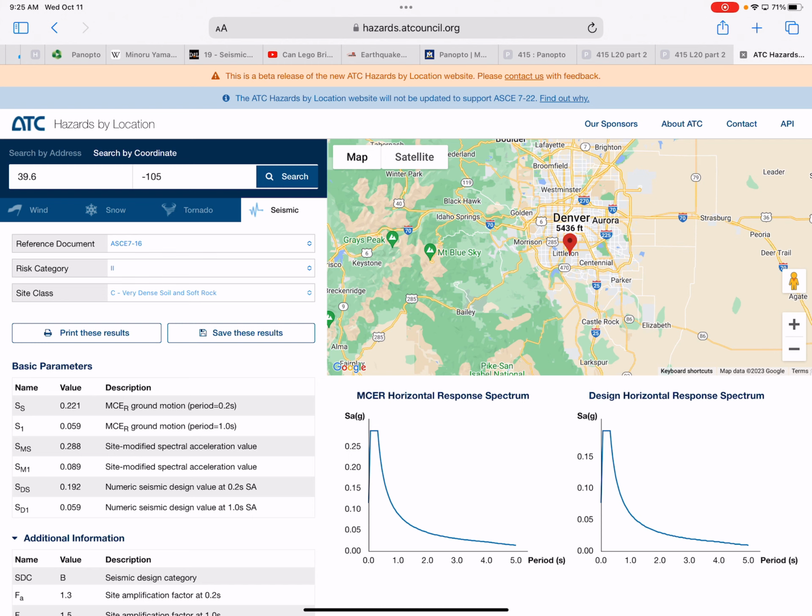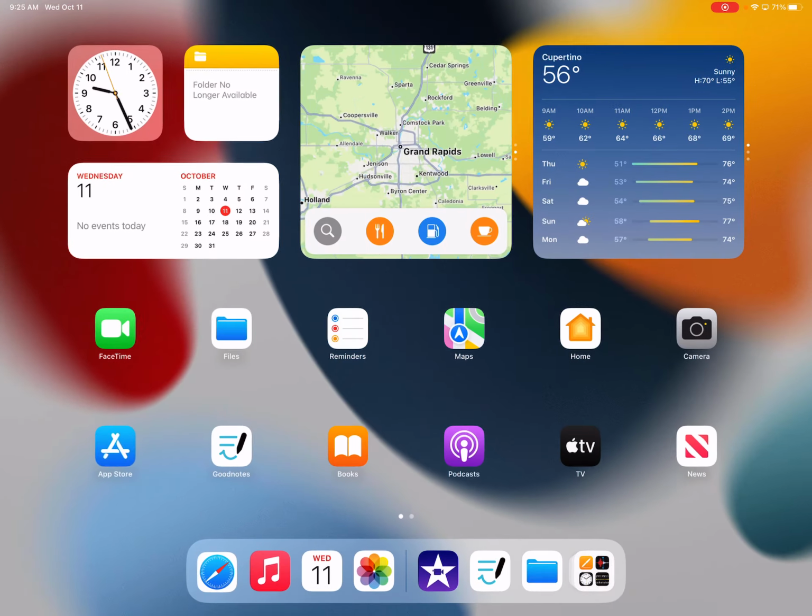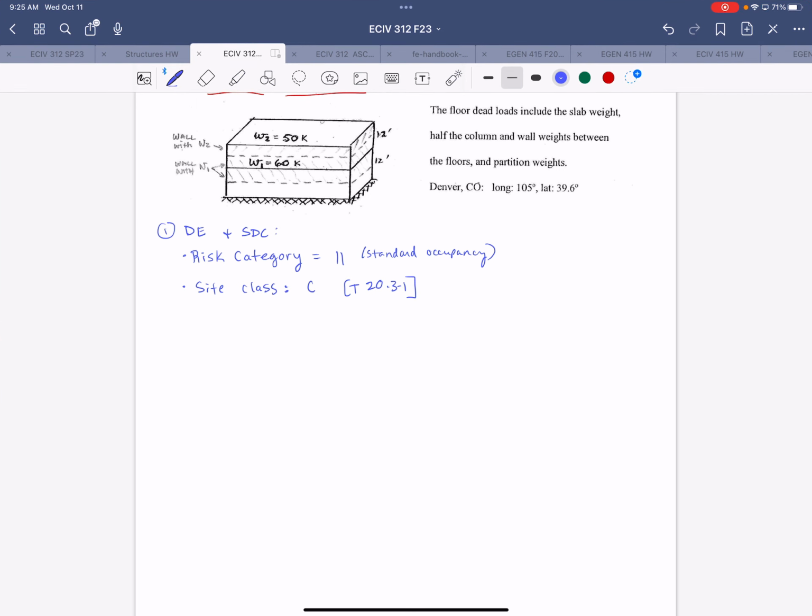So here, our map values, SS is 0.221 and S1 is 0.059. It gives us all the stuff that we're going to calculate, so we can use that to check our answers, but we're only going to use those first two values for our work. All right, so SS is 0.22 and S1 is 0.059.